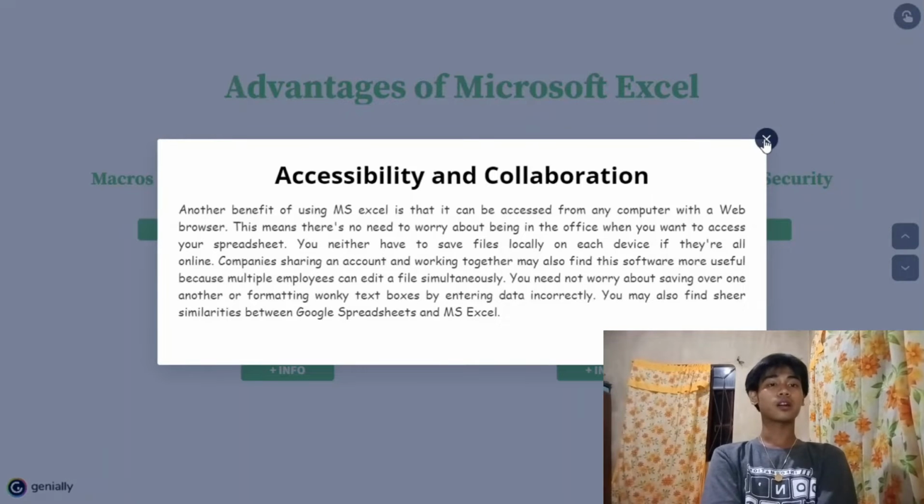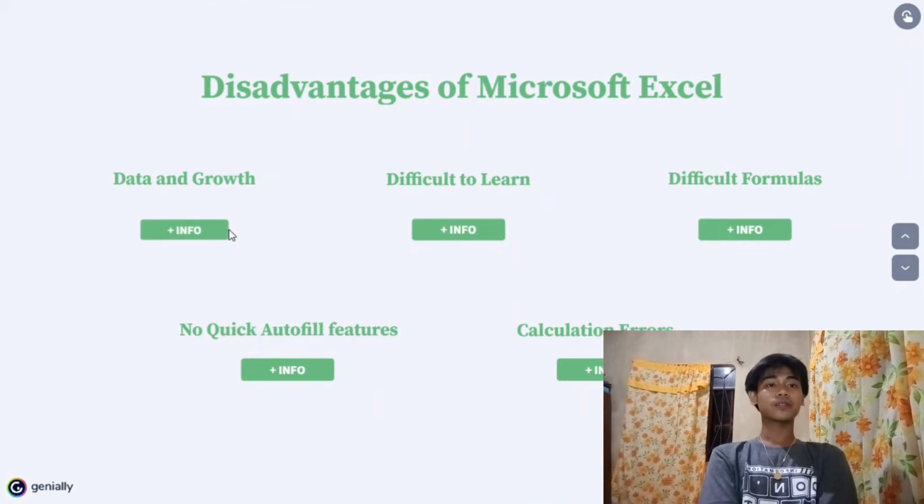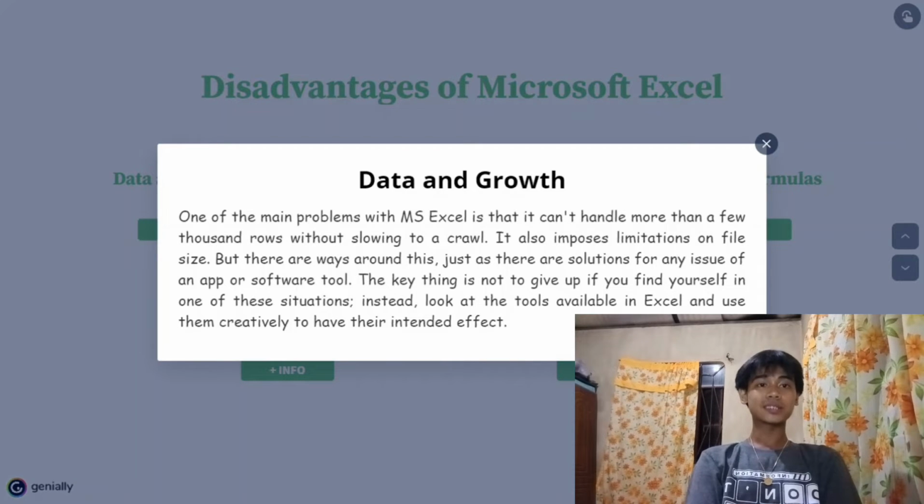The disadvantages of Microsoft Excel. The first disadvantage of Microsoft Excel is data growth. One of the main problems with Microsoft Excel is that it can't handle more than a few thousand rows without slowing to a crawl. It also imposes limitations on file size, but there are ways around this, just as there are solutions for any issue with an app or software tool. The key thing is not to give up if you find yourself in one of these situations. Instead, look at the tools available in Excel and use them creatively to have their intended effect.